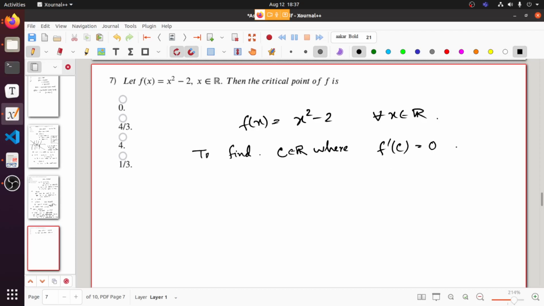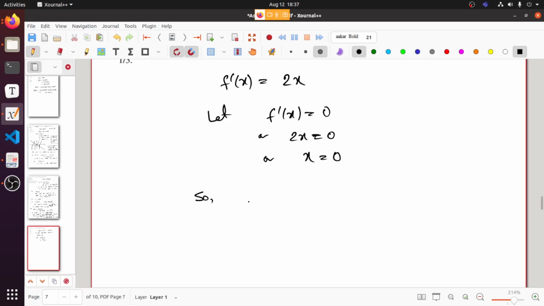So first differentiate it. Note that this is a differentiable function because x square is differentiable, and x square minus 2 is also differentiable. So what is the derivative f dash x? This is 2x, right? Now you have to find at which point it will be 0. So let f dash x be 0, or 2x will be 0, means x should be 0, right? So what will be the value of c? So c will be 0, right? So 0 is the critical point of f.